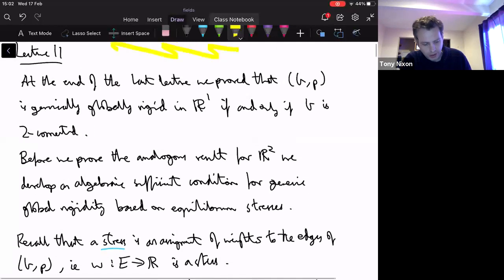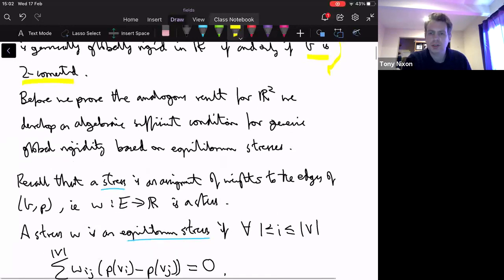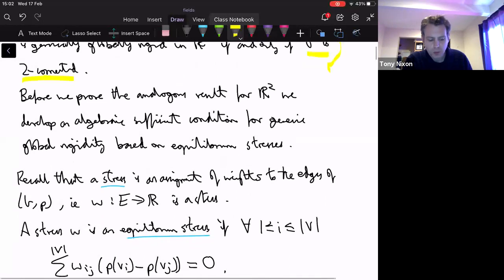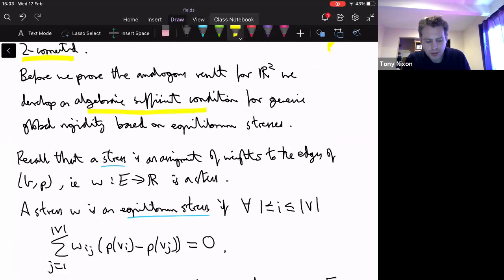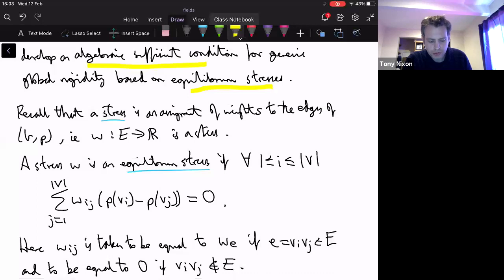Okay, so I've just said this, that we did look at 1-dimensional global rigidity and showed it was a property of the graph. It was exactly 2 connectivity. And we want to have an analogous result for 2 dimensions. But before we really get into the combinatorics of that, we're going to develop this algebraic sufficient condition based on equilibrium stresses. Okay, so let me remind you what an equilibrium stress was.